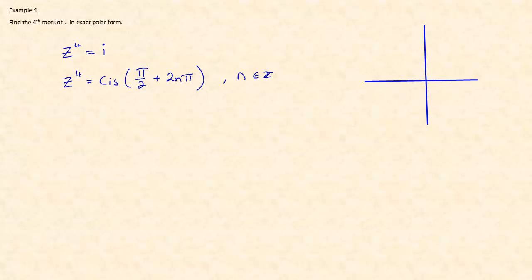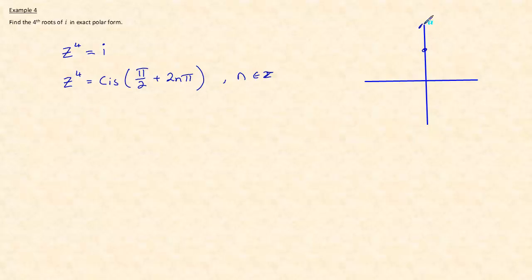Find the fourth roots of i in exact polar form. So z to the 4 is equal to i, and then we want the various values of z, so we're getting the fourth roots. So z to the 4 is going to be cis pi by 2 plus 2n pi, where n is an integer. Just think about where i is.